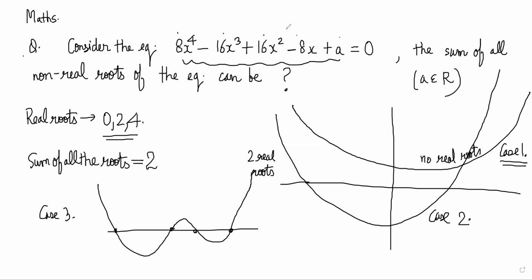These are the three types of biquadratic graphs that you could possibly get. We have to check which is actually happening.